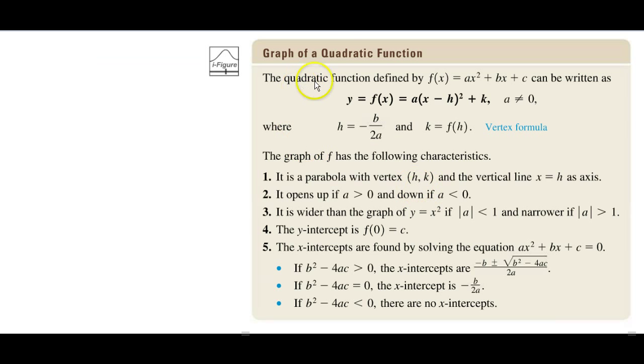So, once again, a little summary of what we're doing as we do the graph of a quadratic function. There's the standard form of the quadratic expression. There's its vertex formula, and there's that special formula for finding the vertex. And K, remember, is what H would be. And K is your Y value.